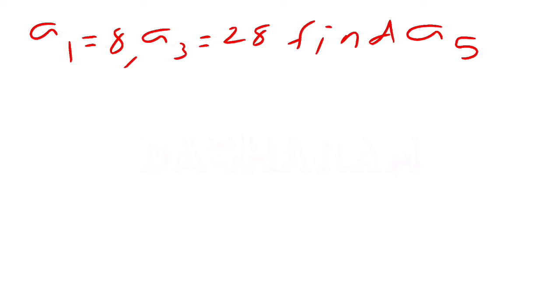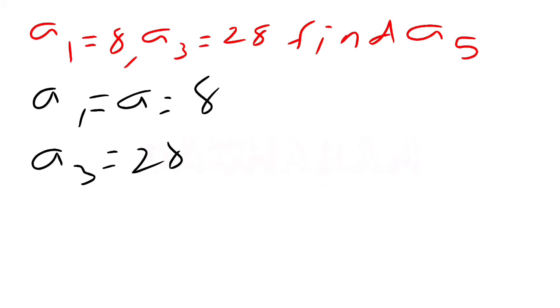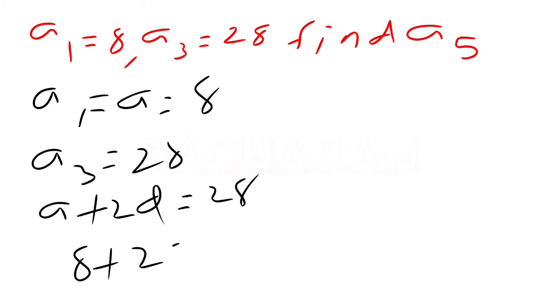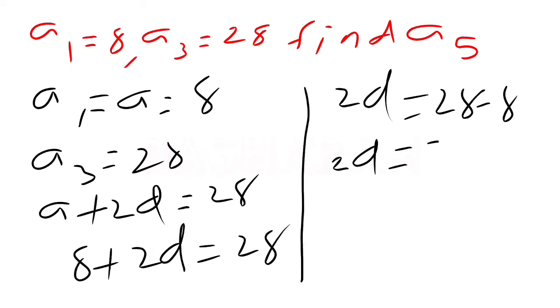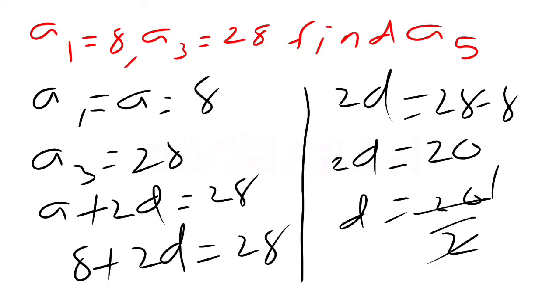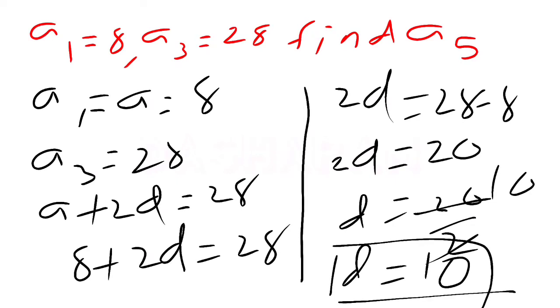See, A1 equals 8. A1 means a, it equals 8. A3 equals 28. A3 means a plus 2d, it equals 28. Substitute a value 8, 2d equals 28 minus 8. So 2d equals 20. d equals 20 divided by 2. So 2 tens are 20. d equals 10. So d value is 10 and here a value is 8.